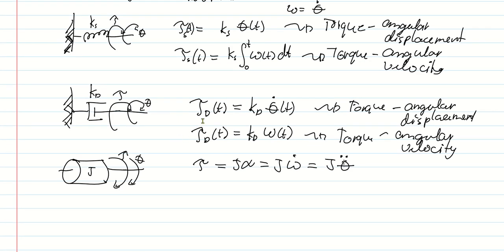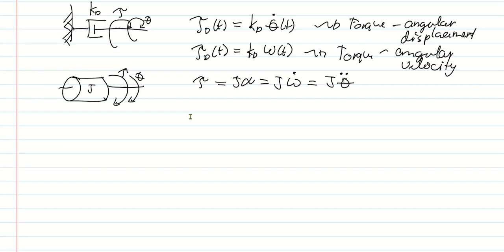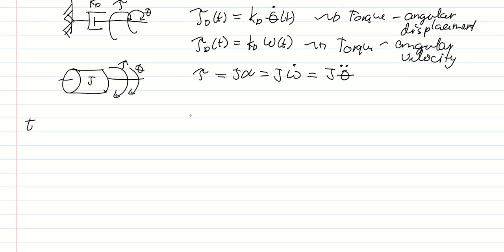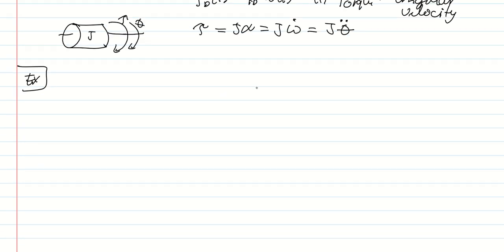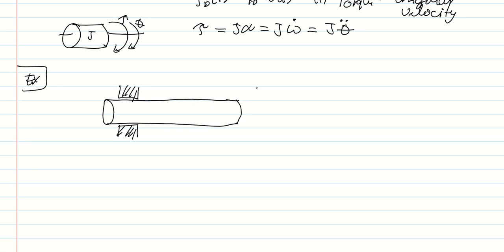Now let's try to apply them with an example. So if we have an elongated round bar, so if this is our bar, then we have at this part a bearing. So this is a bearing. We also have a bearing at this part.